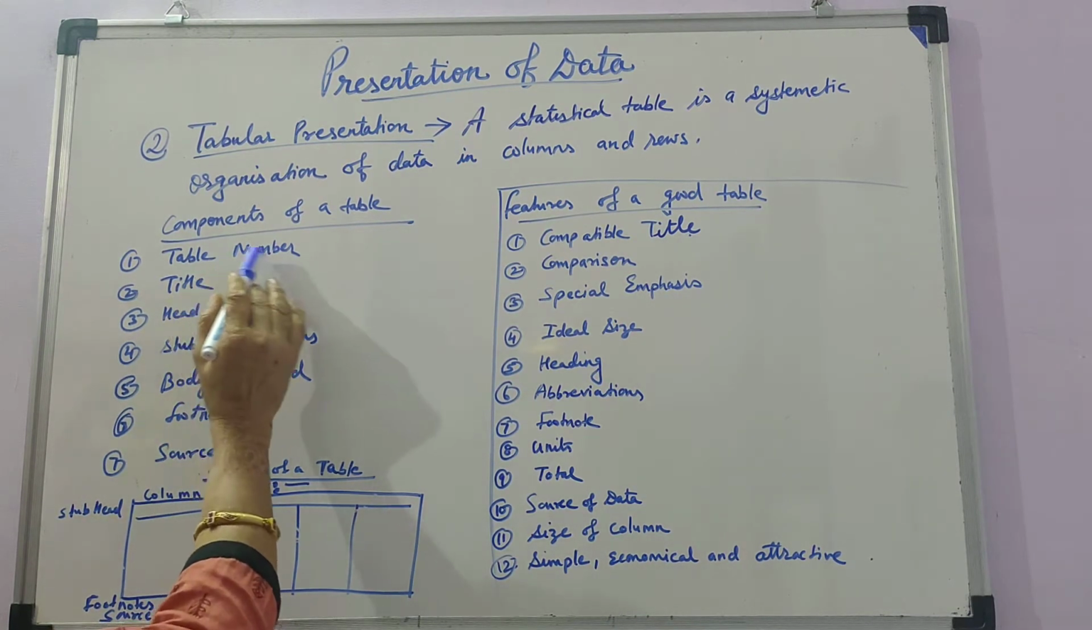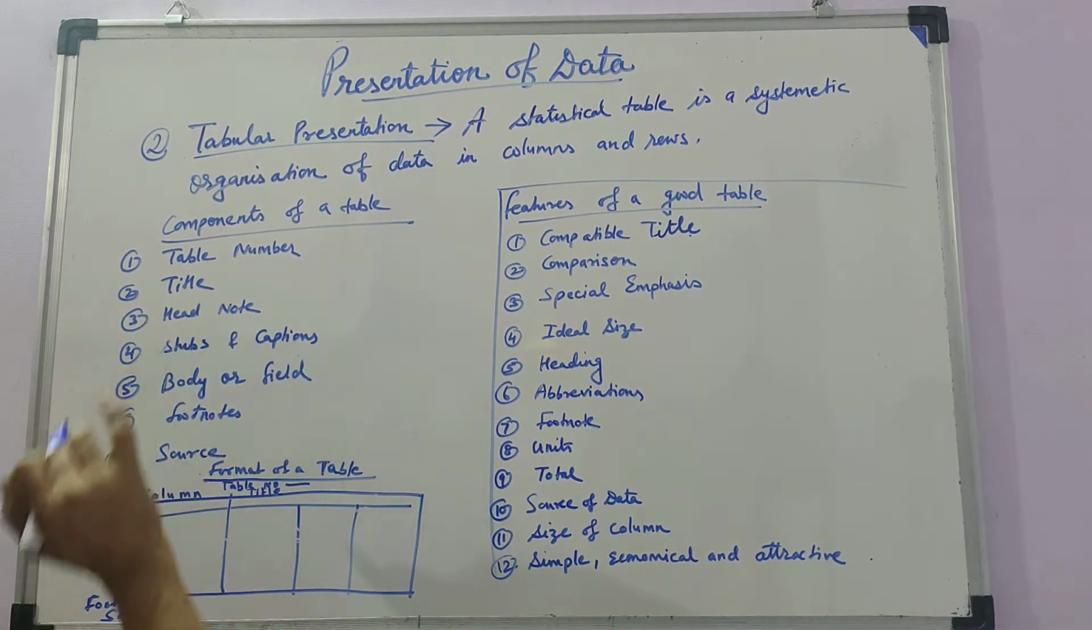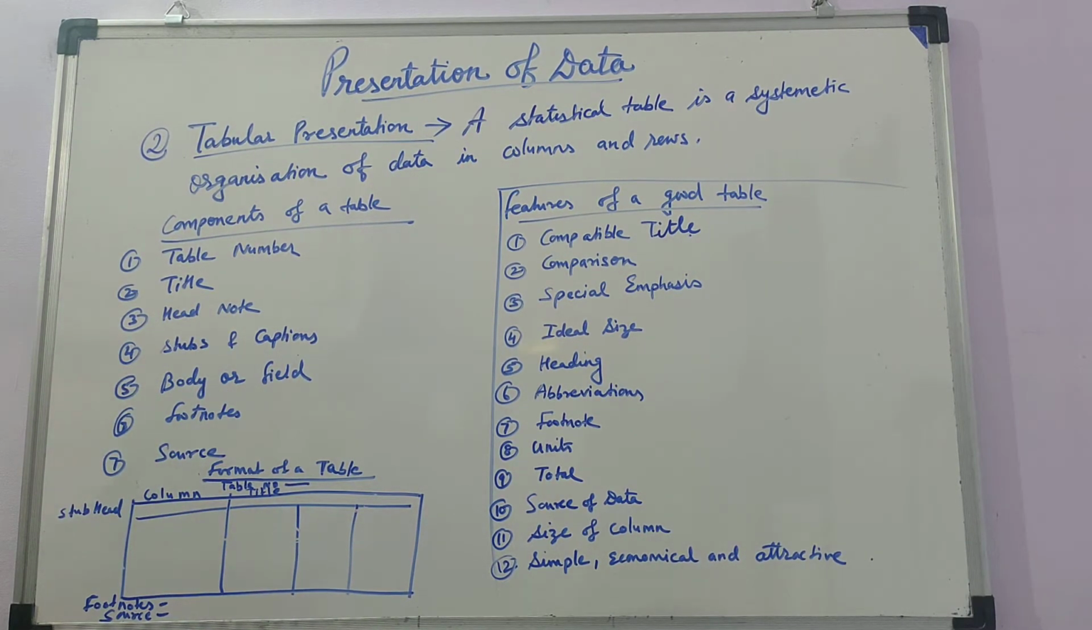The components of a table are, first of all, the table number. If we are making more than one table, the table number should be given, whether we are making 4 tables, 5 tables, or 10 tables. So every table must have a table number, and it will be written on the top of the table. Next is the title. The next thing that should be there in the table is the title. The table must have some title or heading. Without a title the table is not complete.